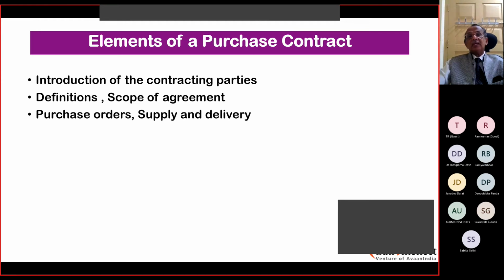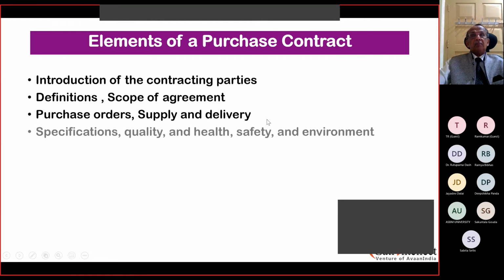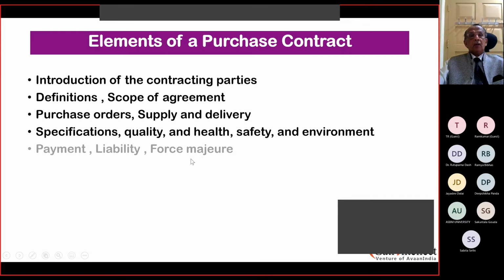Purchase orders, supply and delivery. And we will talk about some purchase order in due course. That's why I'm not going to explain now. Then specifications, quality and health and safety and environment. See, this has become so important now. HSE: every organization has to comply with the HSE norms. It is very strict. Then payment, liability.